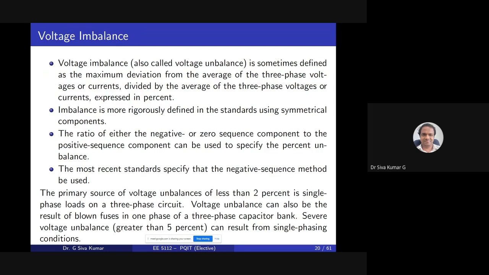What about the voltage imbalance? I just want to know whether the voltage imbalance is a steady state phenomenon or a non-steady state phenomenon. The voltage imbalance is a steady state phenomenon. It is there for a whole day or a whole number of cycles.